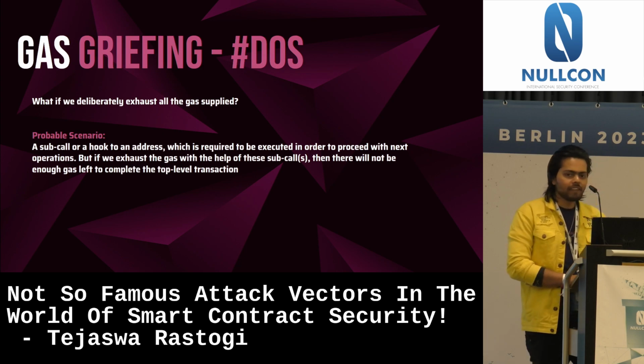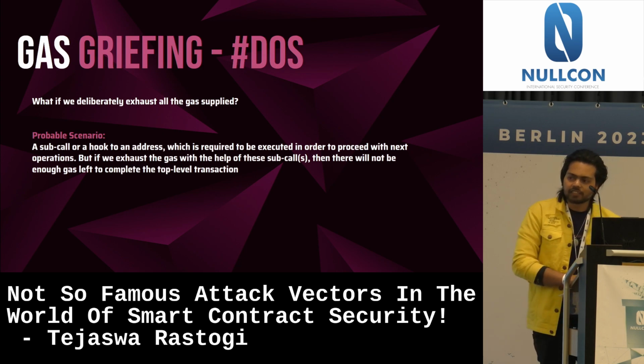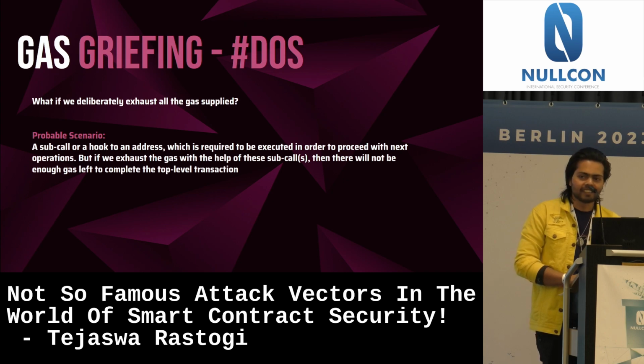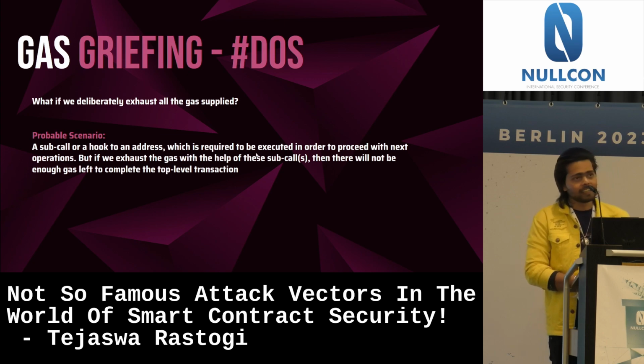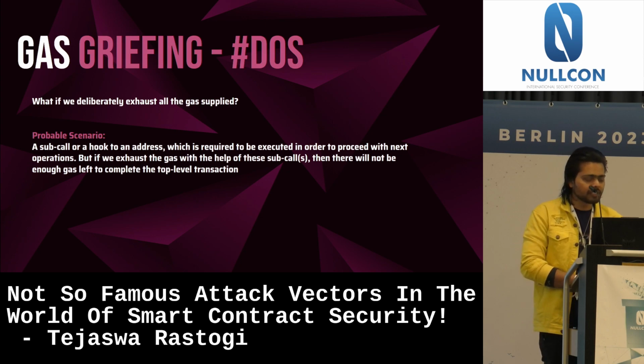Cool. So now we have seen that we can partially execute a transaction, right? What if we deliberately exhaust all the gas, and it will all happen on the caller side, right? So we are not the ones facing these gas issues. This will be on the caller side. So a possible scenario can be a subcall hook to an address. Let's say a transaction is giving a subcall to an attacker-controlled address, or your address. And what you're trying to do is just exhaust all the gas that has been supplied to you, right? So you're deliberately making the transaction fail, right?